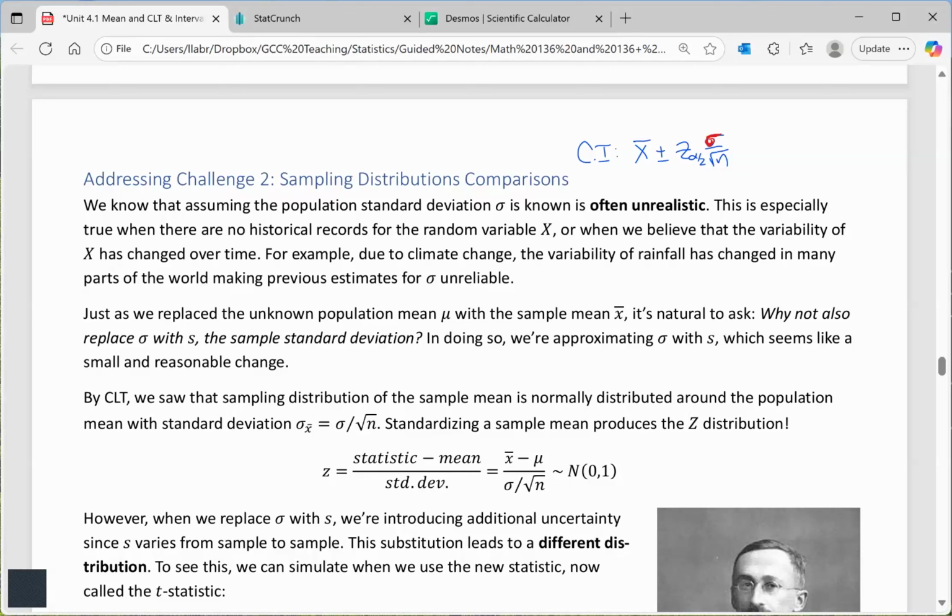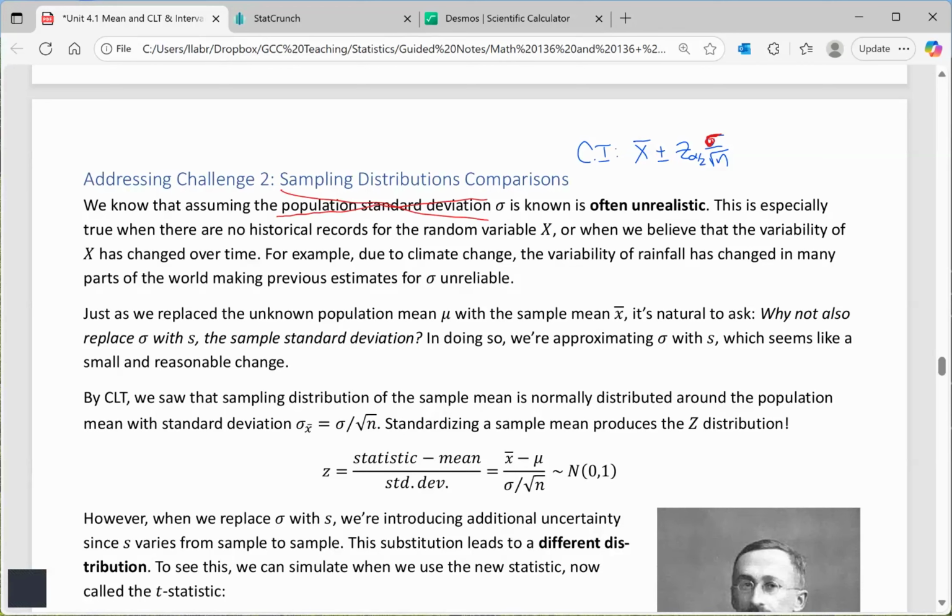A good example of this could be rainfall or length of the rainy season, or maybe even the length of a storm. A lot of that changes over time, and also the variability tends to change. So unless we're fairly certain that there's a lot of historical precedent for the data, and we verified that the data seems to have the same amount of variability as before, we're not going to be able to say that we know what the population standard deviation is. So knowing the population standard deviation is going to be an unreasonable assumption.